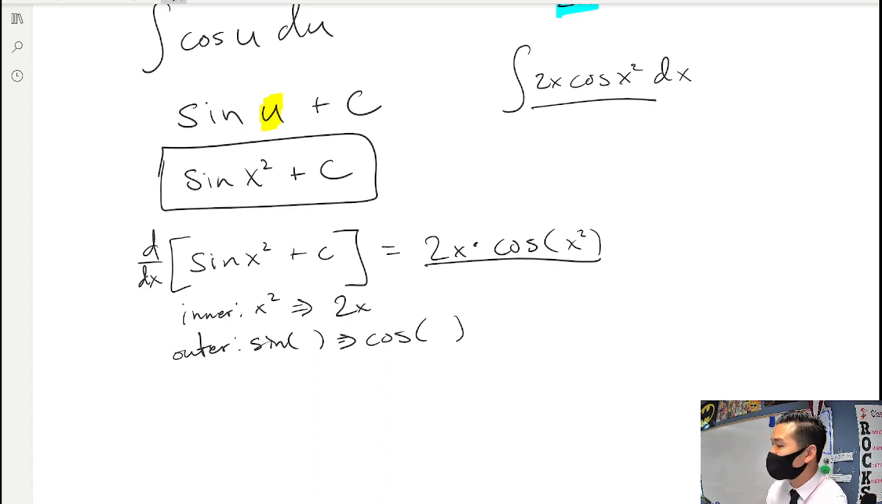What's the c doing? What's the derivative of a constant? 0. Nothing. Ta-da!